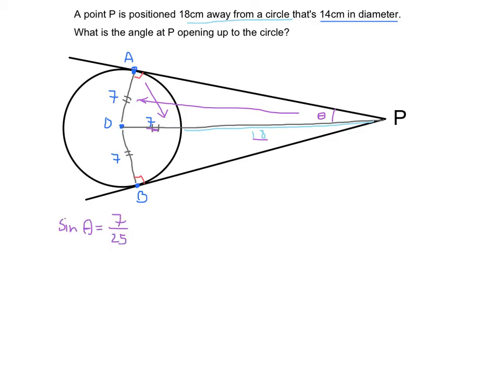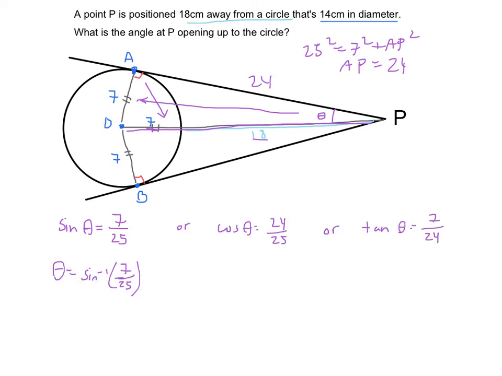The hypotenuse in this case is 25 because that's the 7 plus the 18. And we could actually do Pythagorean theorem here that 25 squared is equal to 7 squared plus whatever AP squared is, and eventually get that AP is 24. So we actually could set up other trig ratios too. So I'm going to just put those over there.